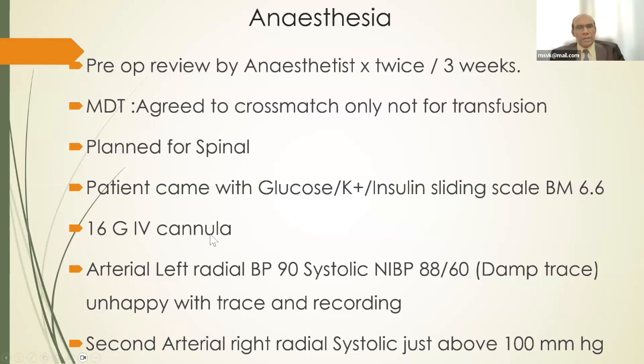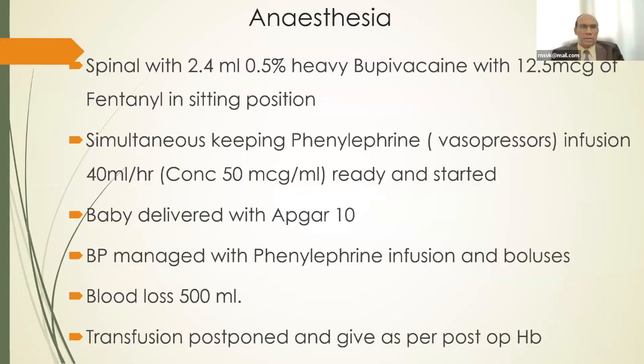And we have inserted a 16-gauge cannula, and then we put an arterial line on the left radial, but the trace is damped or not happy, and the patient is 90 systolic. So we repeated the arterial line on the right side, on the right radial, and with a good trace, 106 millimeters systolic.